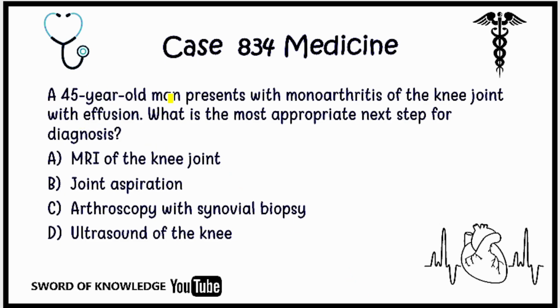So today we are going to discuss the medicine case. A 45-year-old man presents with monoarthritis of the knee joint with effusion. What is the most appropriate next step of the diagnosis? So you have to tell about the diagnosis of this patient. Options are: A, MRI of the knee joint; B, joint aspiration; C, arthroscopy with synovial biopsy; or D, ultrasound of the knee.